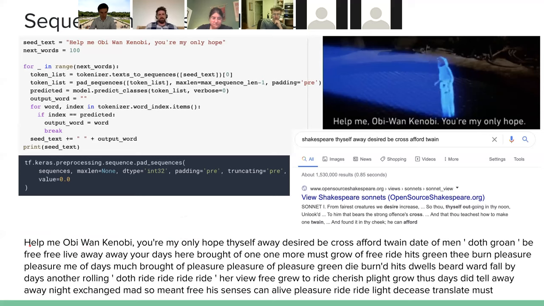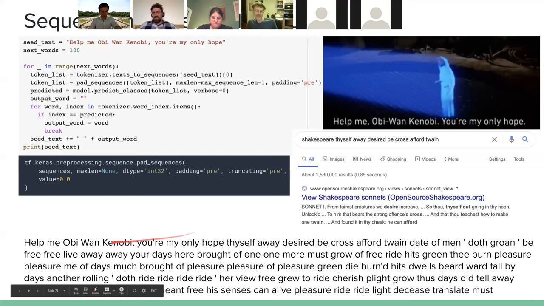We do this for 100 next tokens. And if you look at the output here, that's when the print is executed after the for loop. "You might only hope thyself away desire because a for twain date of man life." It's not coherent. It doesn't make any sense, but statistically it makes a lot of sense from a neural network perspective. I took the very first sentence and Googled it just to make sure that it didn't overfit or remember exact words, and I couldn't find this exact combination of words. I could find the words desire, cross, afford, spread out in the sonnets of Shakespeare, but not next to each other.